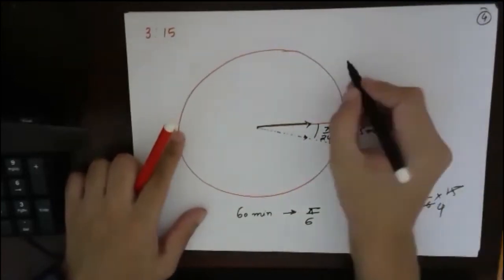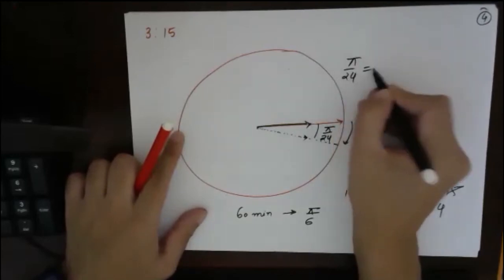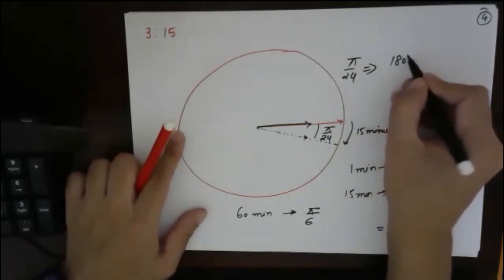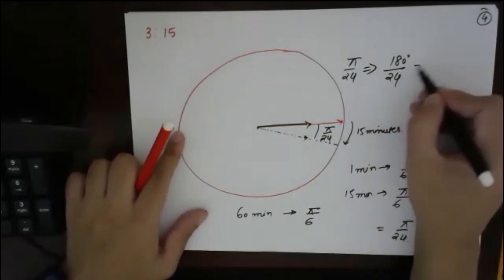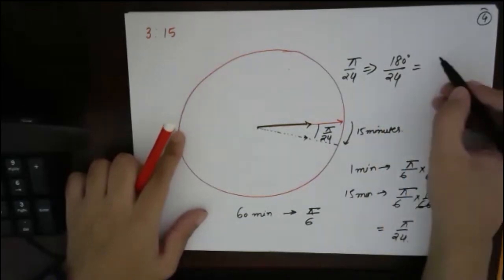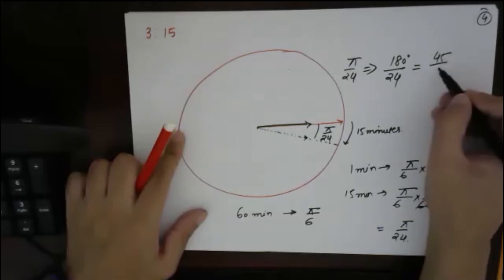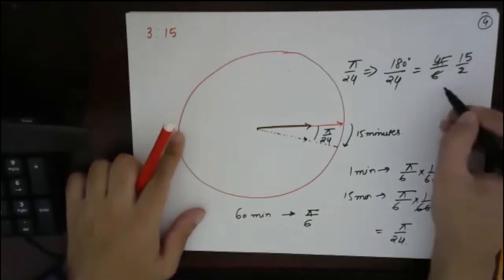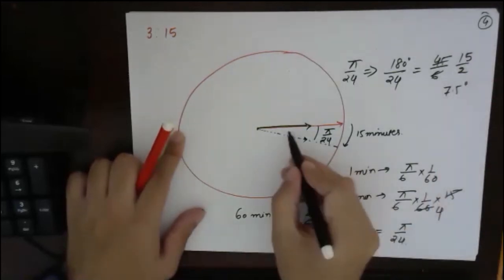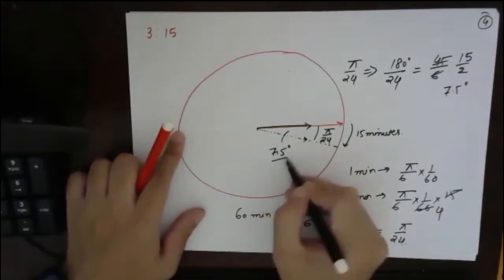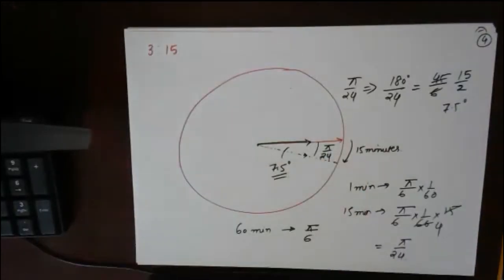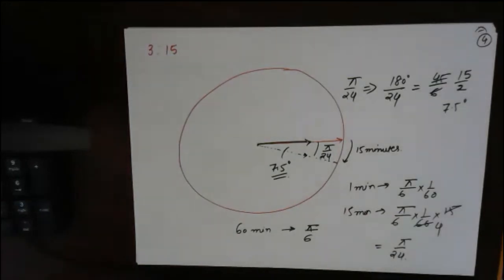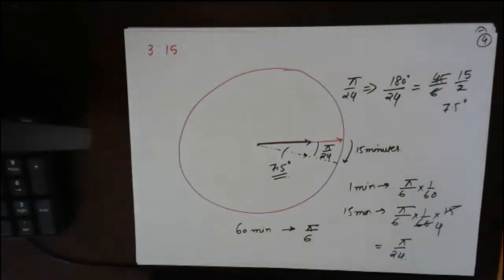If you want to convert this pi by 24 in terms of degrees, we can write pi as 180 degrees by 24. So this is 45 by 6, which is 7.5 degrees. Excellent. Very good. Now everybody understood? Yes? Okay. Should I give you one more?